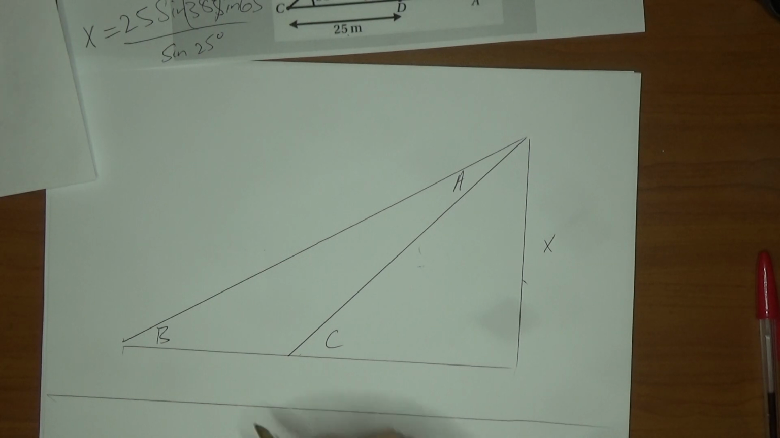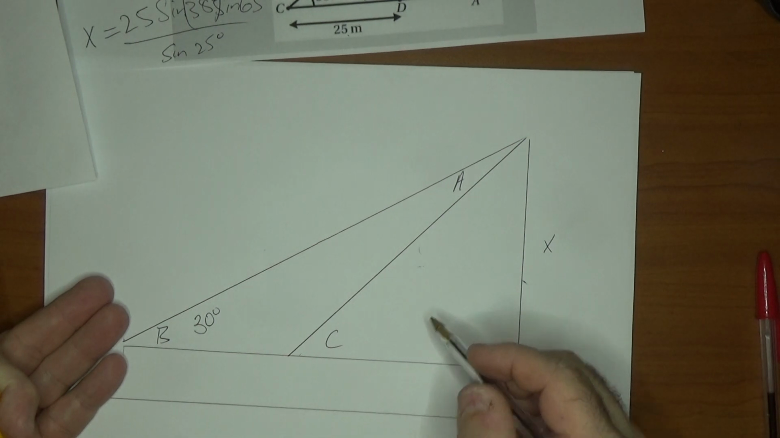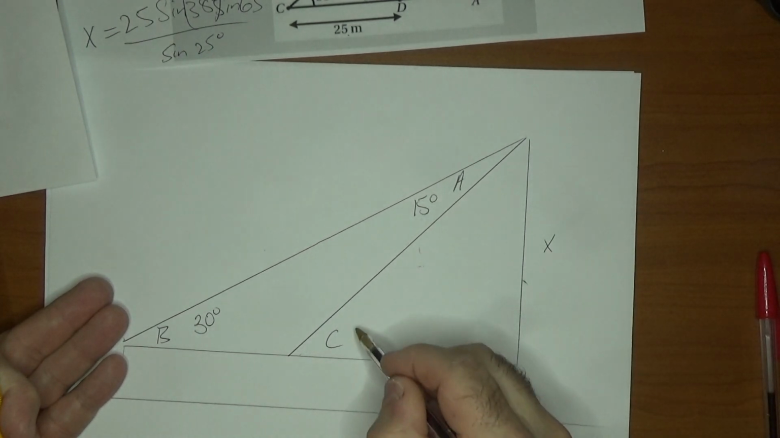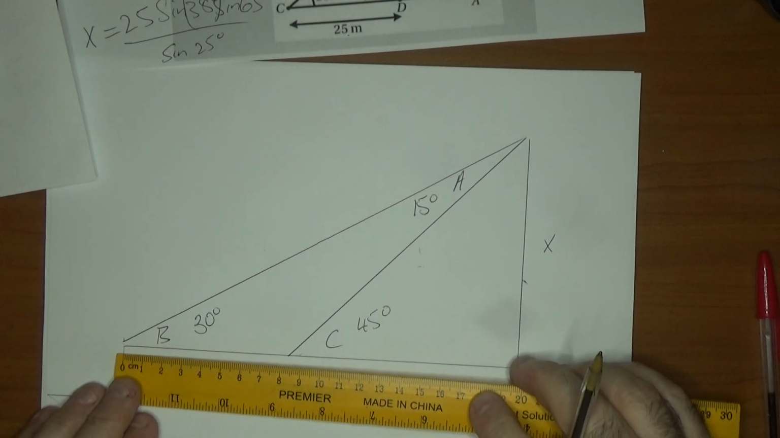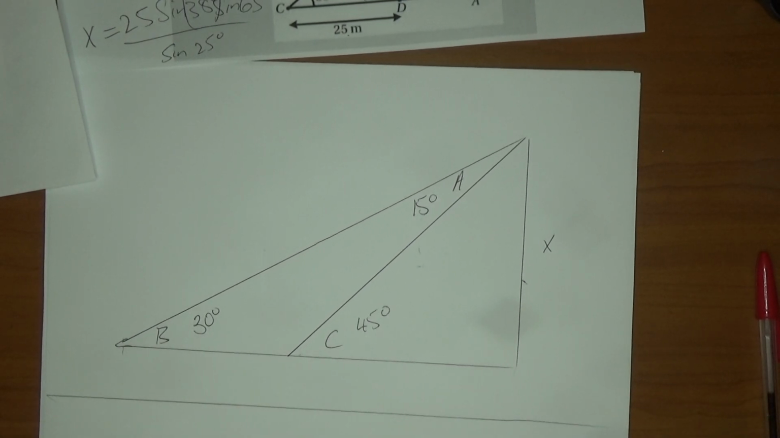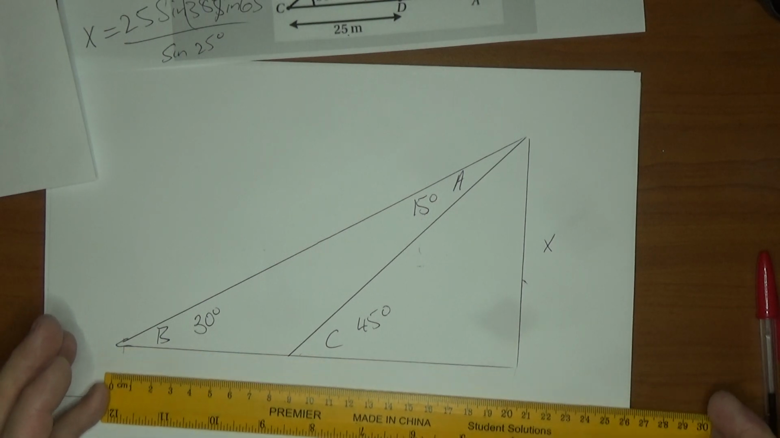So first of all, I know that this is 30 degrees. I know that this is 15 degrees. And I know that this is 45 degrees. So let's see how close, and I could have done it even better, let's see how close our measurements come out. So I'll call that 8.7.